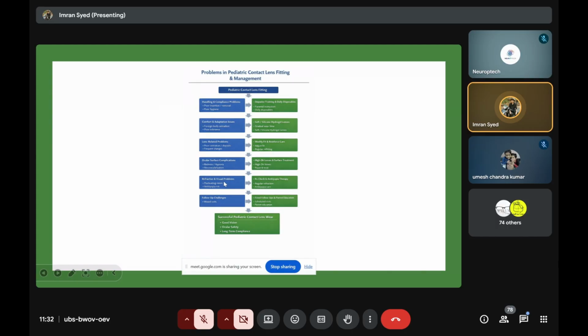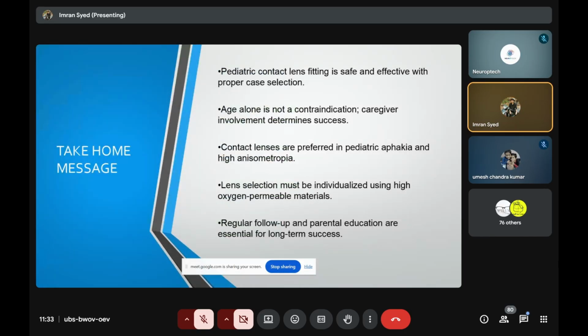If they're having vision problems, their vision is not clear, then you have to recheck the refraction. You have to do the over refraction again, and if there is a risk of amblyopia, then you have to send them to vision therapy. You have to treat the amblyopia first, then you can prescribe them contact lenses. This is how you will manage different types of conditions and overcome them.